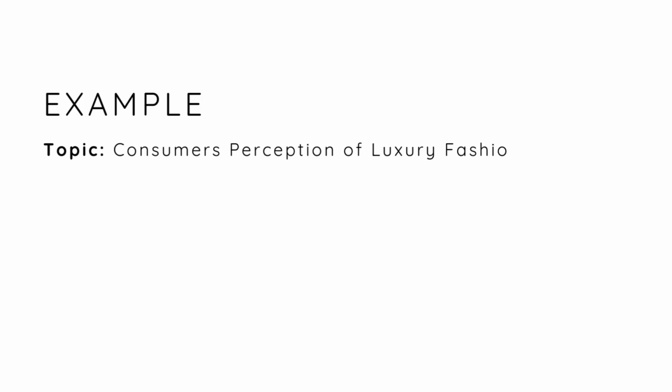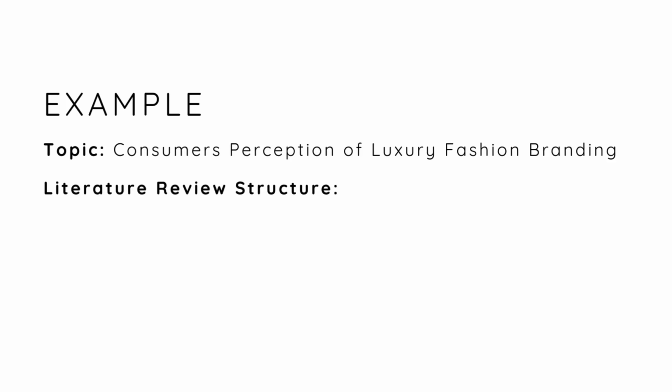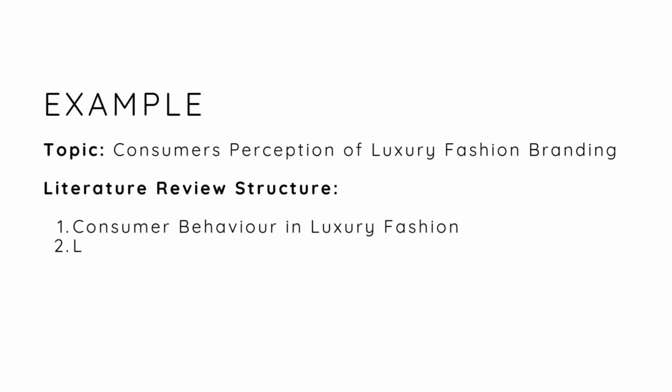Another important area you should consider in your literature review is the structure. The best way to structure your literature review is to organize it in themes. For example, let's say you're researching luxury fashion branding and you want to explore how consumers perceive it. You can organize your literature review in sections like consumer behavior in luxury fashion, luxury branding approach, and specific theories around that.